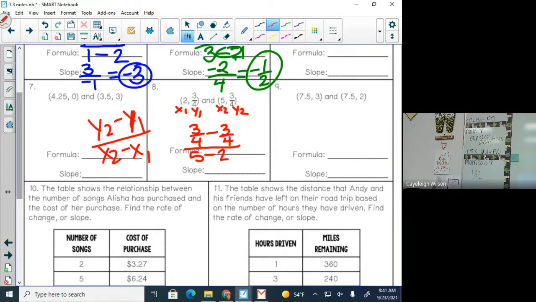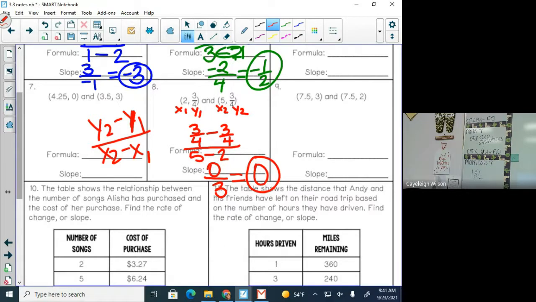Now, we're all going to use our calculators here in just a second. What is 3/4 minus 3/4? 0. And what's 5 minus 2? 3. On your calculator, take 0 divided by 3. What is 0 divided by 3? 0. So this one has a 0 slope. Okay, so it's a flat line.